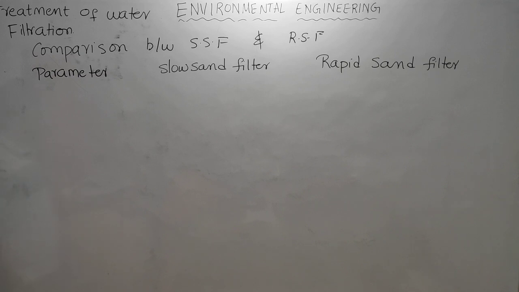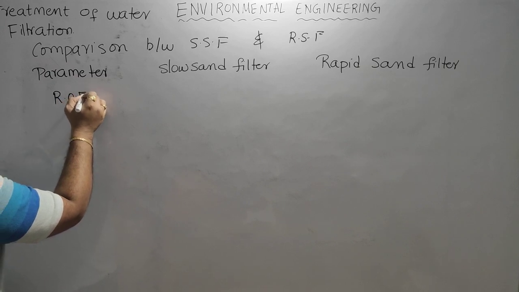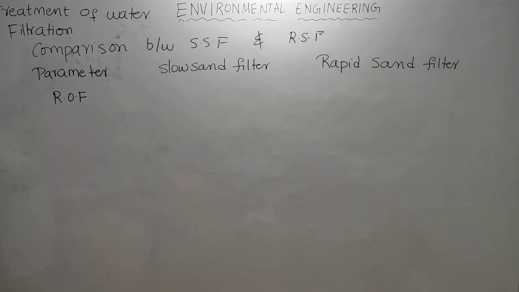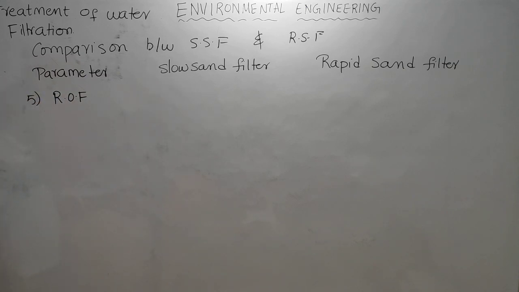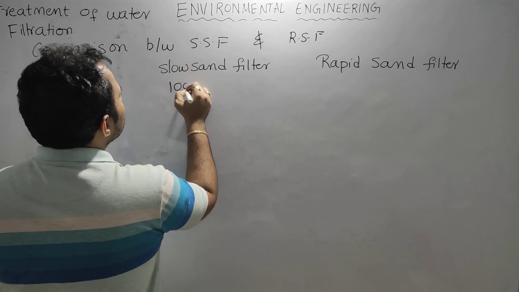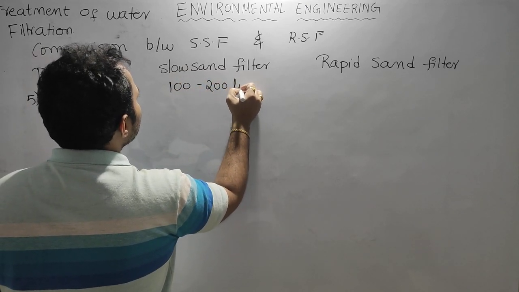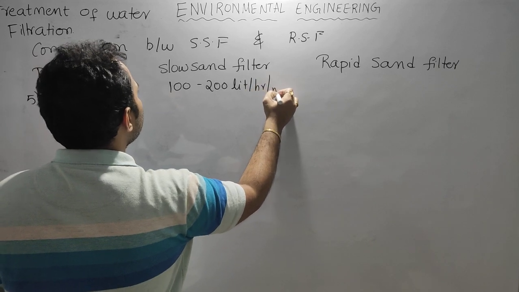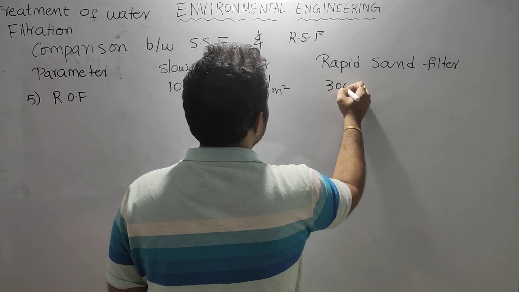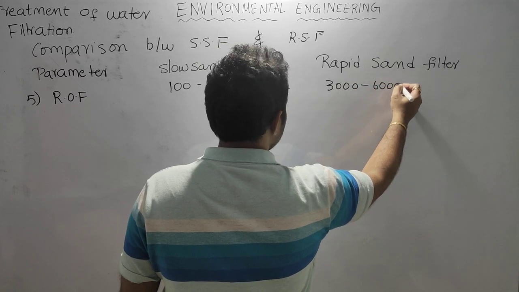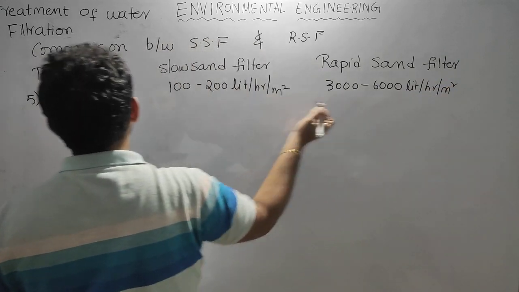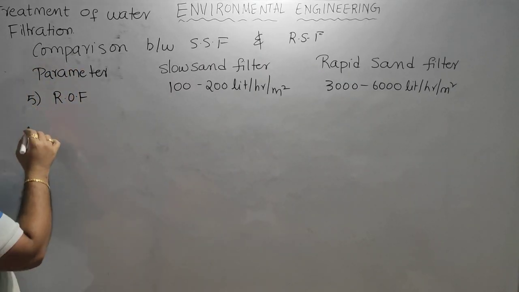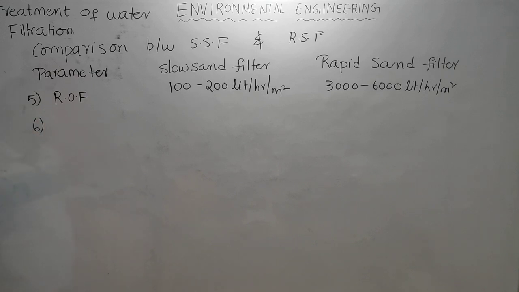So next is rate of filtration. I have already told you, here it is 100 to 200 liters per hour per meter square, whereas here it is 3000 to 6000 liters per hour per meter square. So this is approximately 30 times the rate of filtration of the slow sand filter.